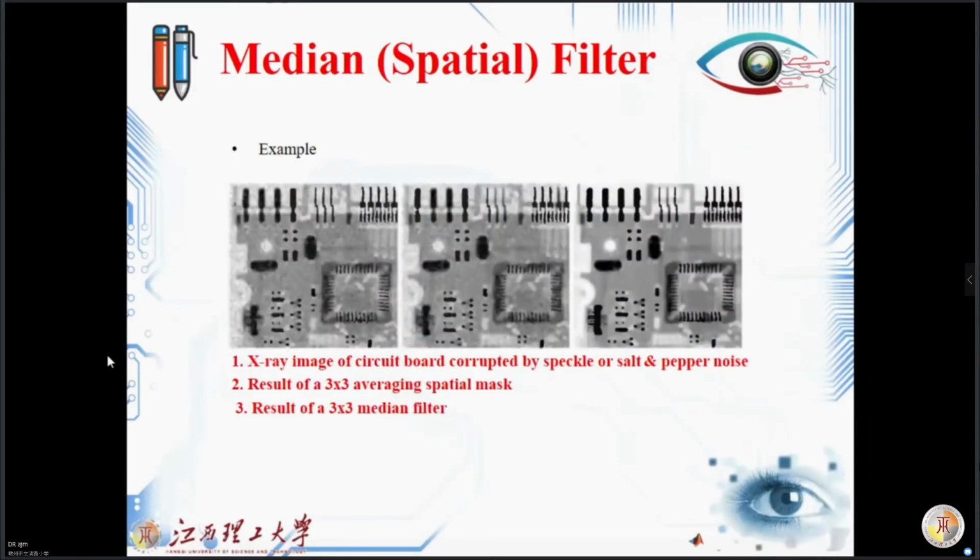Now you will see the performance of this type of filter on the X-ray image of a circuit board, which has salt and pepper noise on it. In the second picture we have the averaging spatial mask, and the third one is the median filter. You will see that the median filter makes this figure much better. But again, we cannot say which filter is better here, because we should see what the next step is. Maybe the second one with the averaging spatial mask is good, or maybe the last one, the median filter, is good.